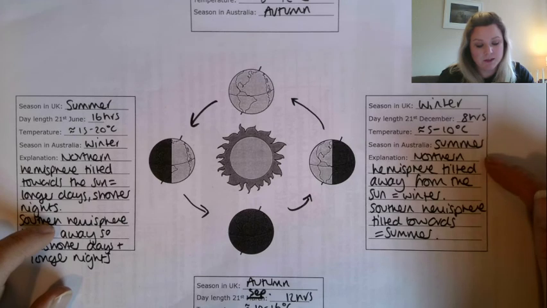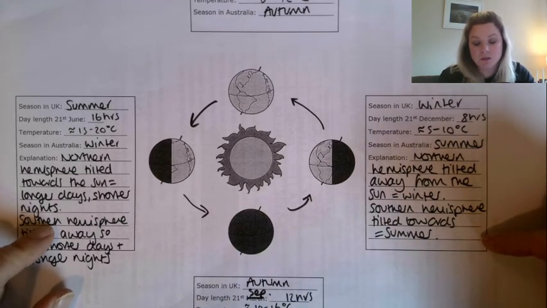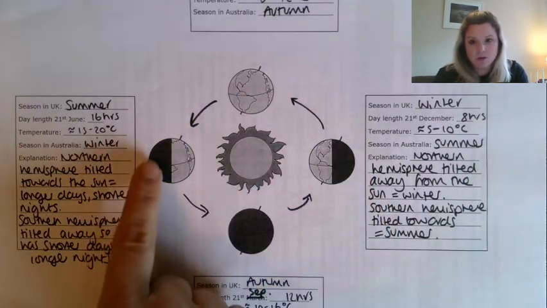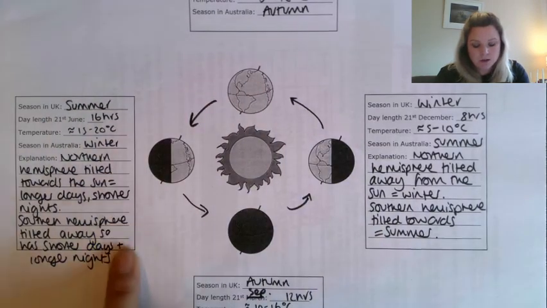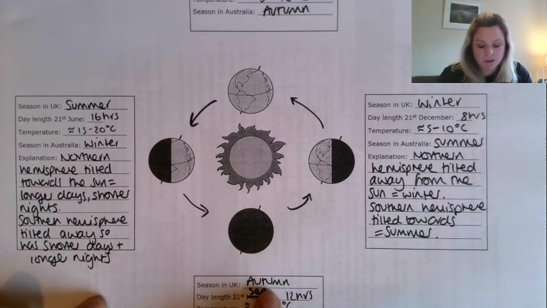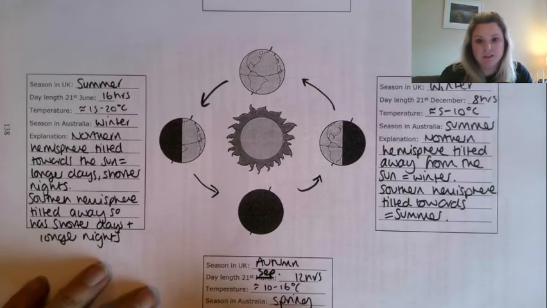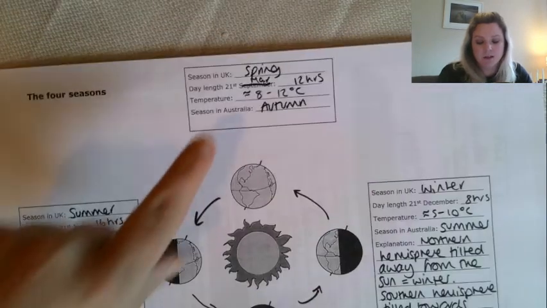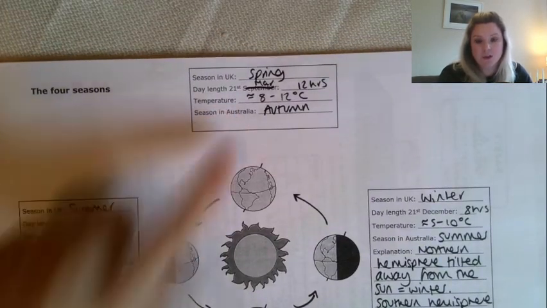So the northern hemisphere is tilted away from the sun, so it's our winter. Southern hemisphere is tilted towards the sun, so it's their summer. And then because we're going in this order, you can use the order of the seasons to figure out, well, I suppose you could use the date as well, but this one here is autumn and the days are half and half, and the season in Australia is spring. And then up here it's just the opposite situation.